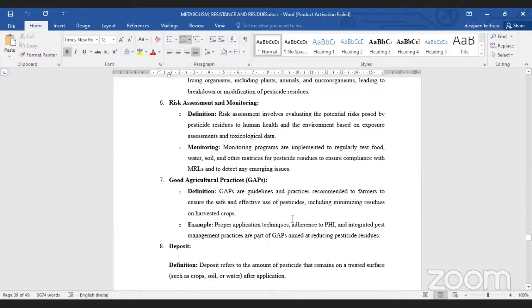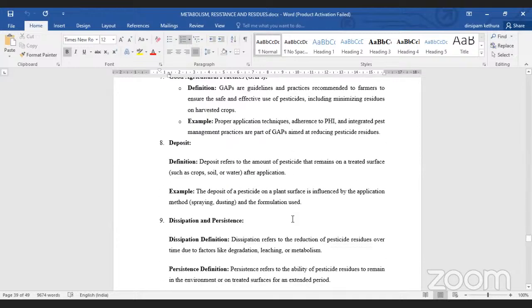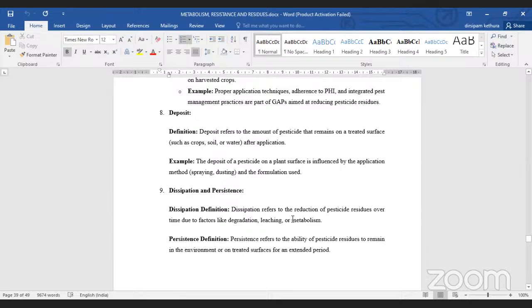And the next one under this pesticide residues include good agricultural practices. These are the guidelines and the practices recommended to farmers to ensure the safe and effective use of pesticides, including minimizing residues on harvested crops. Example, proper application techniques, adherence to PHI are important, and integrated pest management practices are also important to reduce pesticide residues.